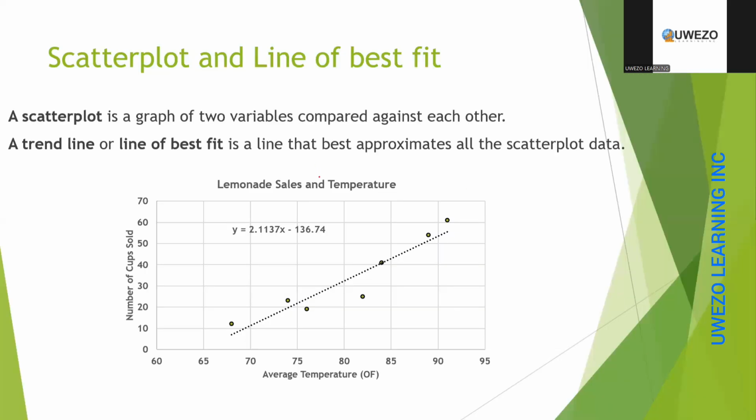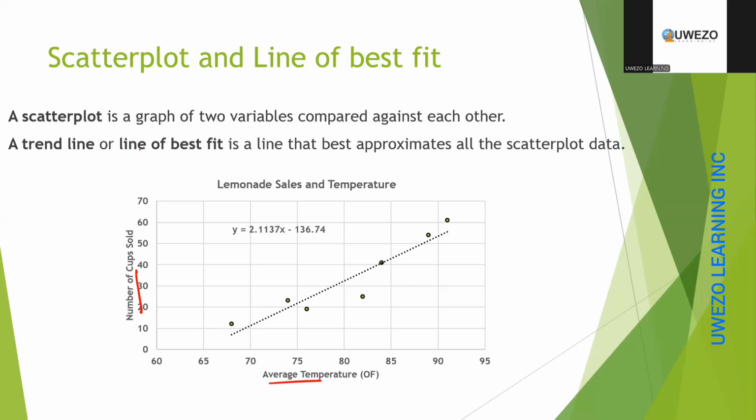A scatter plot is a graph that uses dots to display the relationship between two variables, with each dot representing a pair of values. In this scatterplot graph, there are 7 dots and each dot has 2 values. The x value represents the average temperature and the y value of the corresponding point represents the number of cups sold.